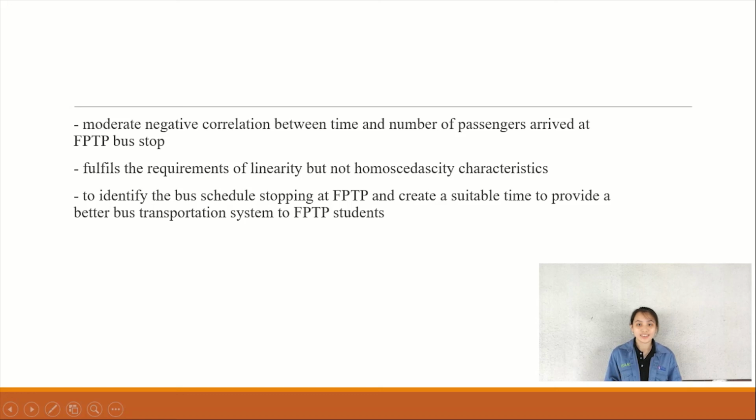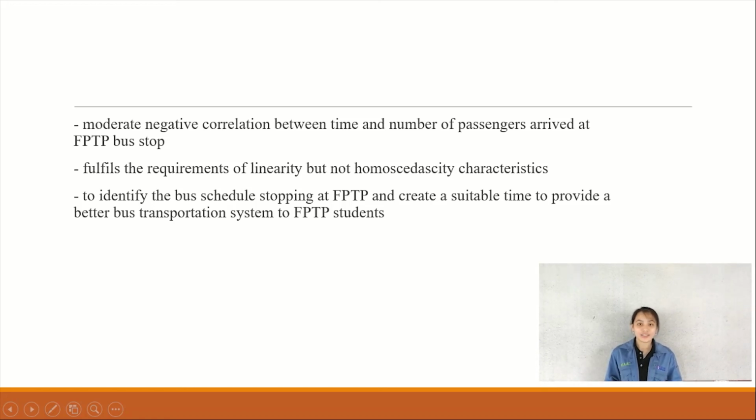Based on the gathered and analyzed data, by collecting numerical data of passenger arrivals at the FPTP bus stop and analyzing the results through statistical methods, with coefficient of correlation R equal to negative 0.5, it can be concluded that there is a moderate negative correlation between time and number of passenger arrivals at the FPTP bus stop. The residual data obtained from the difference between observed and predicted response variable also shows that the sample fulfills the requirement of linearity but not homoscedasticity.